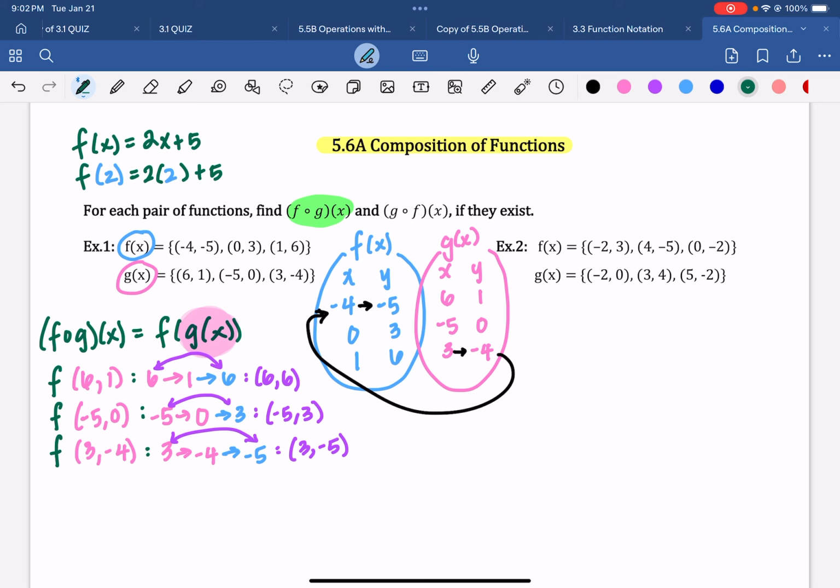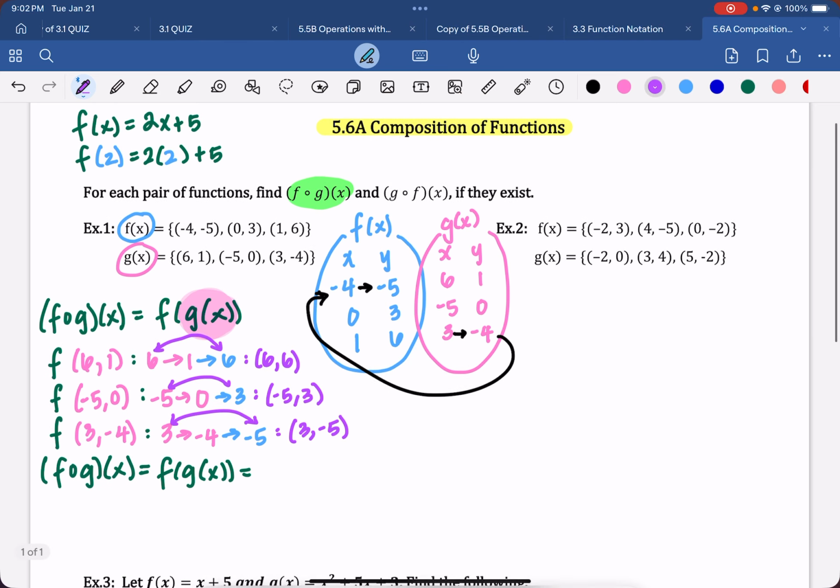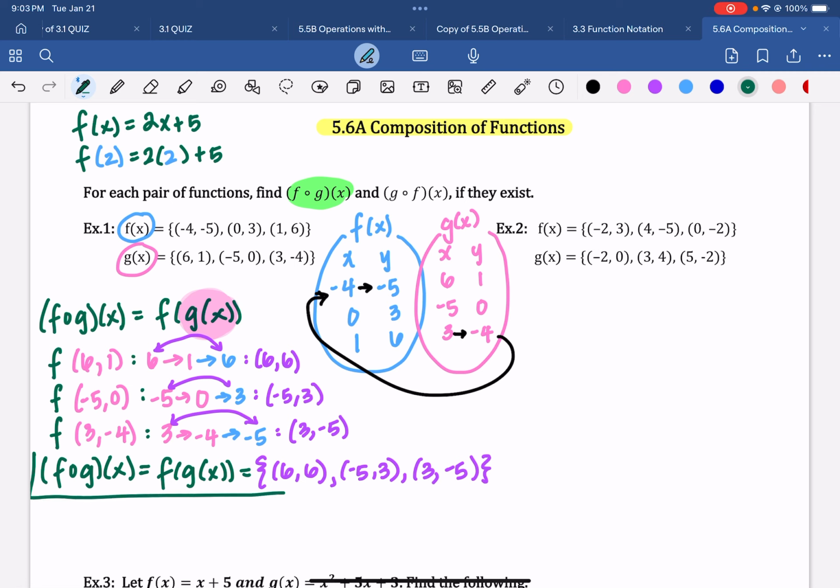So altogether, the final answer for f circle g of x, also known as f of g of x, you can call it either of those things, is all of those purple ordered pairs. And again, we're going to put them in braces because that means I'm about to list everything and there's nothing else. So 6 goes to 6, negative 5 goes to 3, and 3 goes to negative 5. Close your braces, and that is the first half of the question.